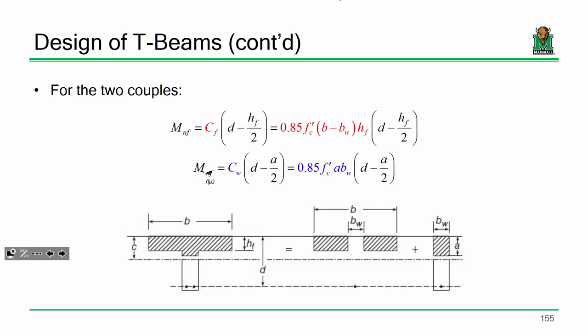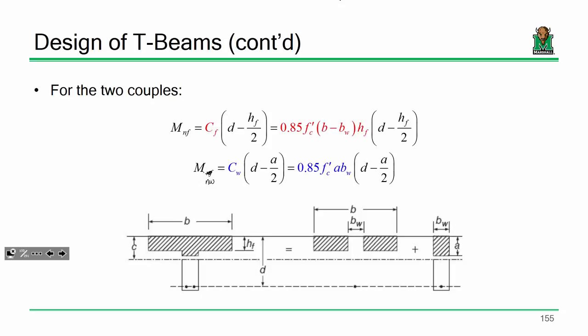All right. Now this one's MNW and this one's MNF. But let's go through the math. Okay, so let's get back on point. Let's be clear, a moment is simple. It's just a force times a distance. So what do we got for force? Well, it's the compression force in the flange, which is 0.85 f'c times the width and the thickness. Now the thickness is H sub F, the width is B minus B sub W. Sound good? Now for the web couple, it's the compressive force in the web times the moment arm of d minus a over 2. Compressive force is 0.85 f'c times a times Bw.